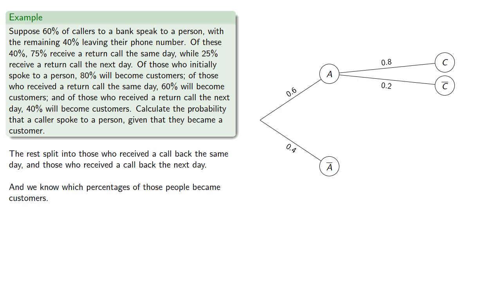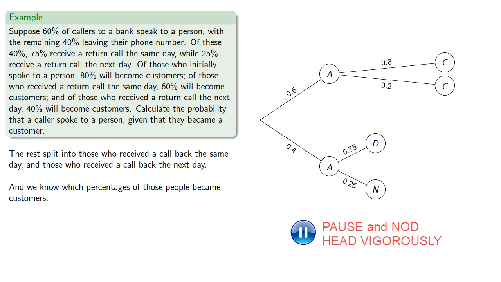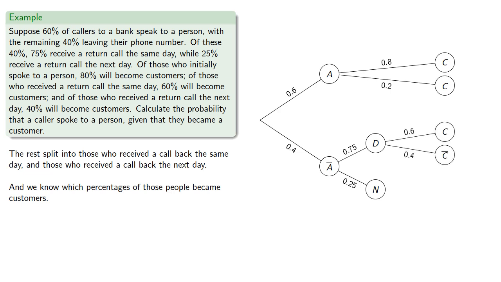Now, of those who didn't speak to a person, some of them received a call back on the same day, that's D, and that's 75%, and 25% received a return call the next day. And note that between the two of them, that actually includes everybody who didn't speak to a person. So of the people who received a call back on the same day, 60% became customers, and the rest did not, so we can fill out that branch. And of these people who received a callback on the next day, 40% became customers, and the rest did not, so we can fill out that branch as well.